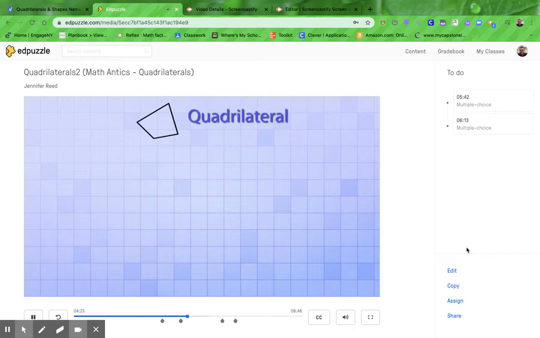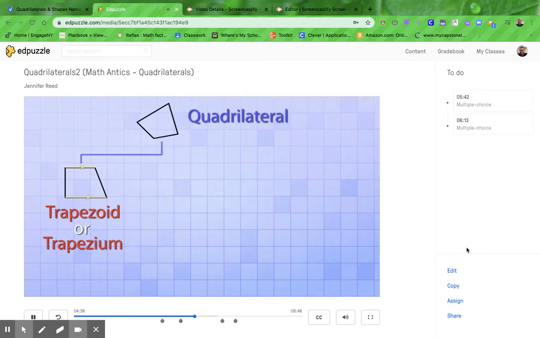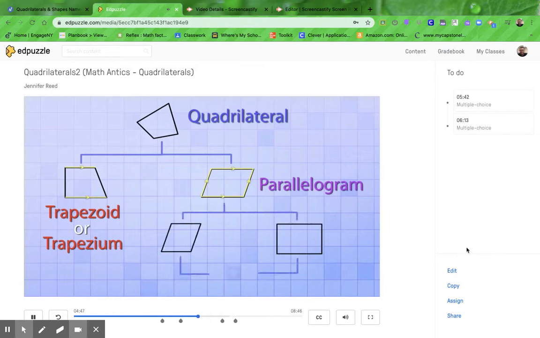So to summarize, any polygon that has exactly 4 sides is called a quadrilateral. And if it has no parallel sides, we still just call it a quadrilateral. But if it has one and only one pair of parallel sides, we call it a trapezoid or a trapezium. Or if it has 2 pairs of parallel sides, we call it a parallelogram. And you've already seen that there's several types of parallelograms called rectangles, rhombuses, and squares.